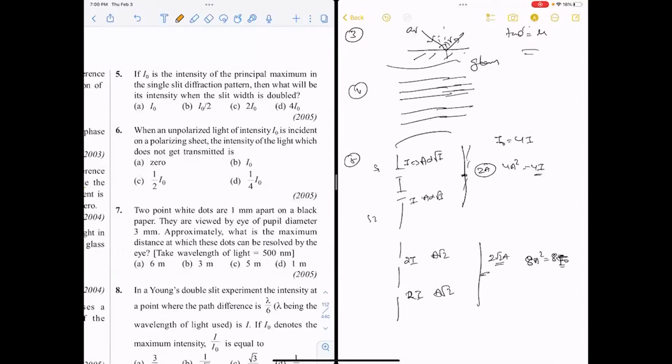Sorry, 8I or 2I naught. Am I right? 8I or 2I naught. All right, 2I naught. Amplitude has become root 2, so when it has become root 2a, it has become 2 root 2a. So square it: 8a square. 8a is nothing but 2I naught.